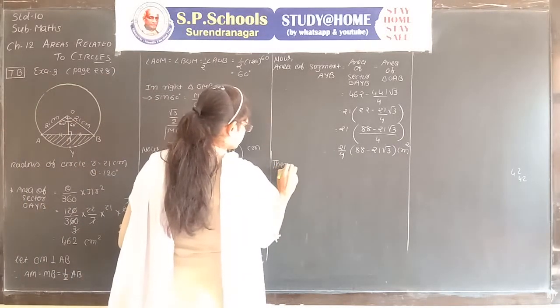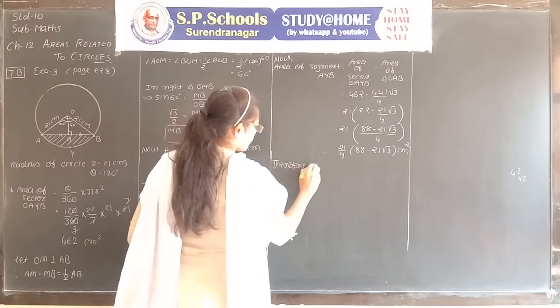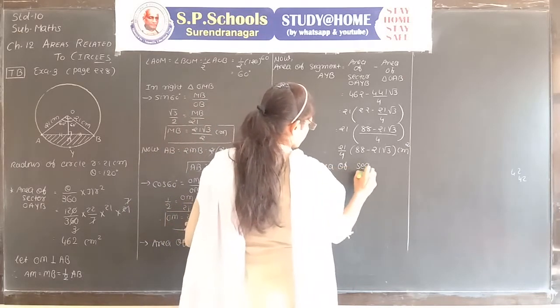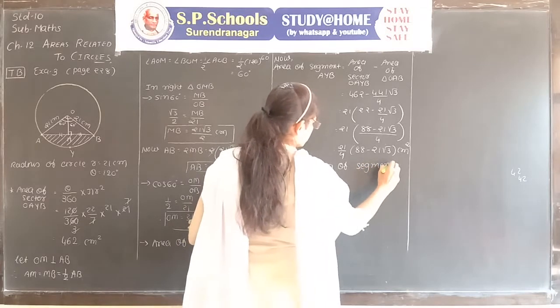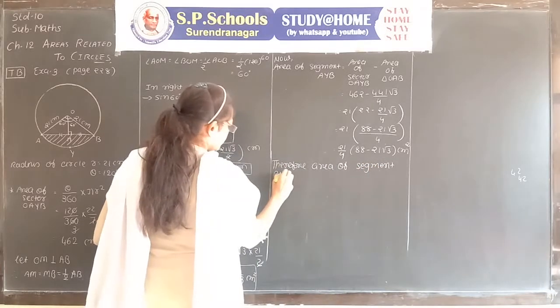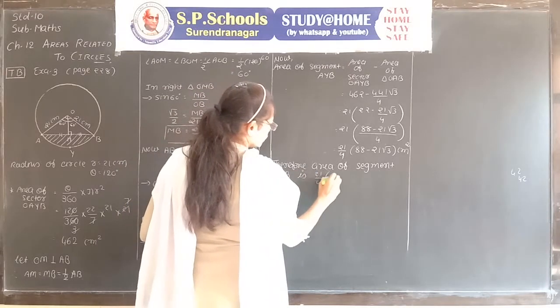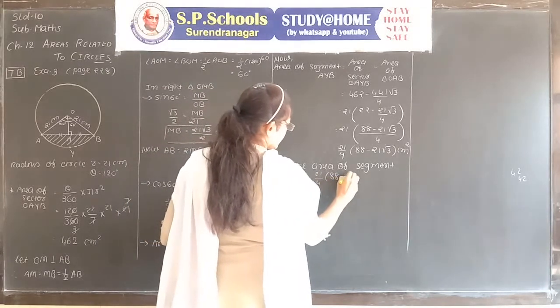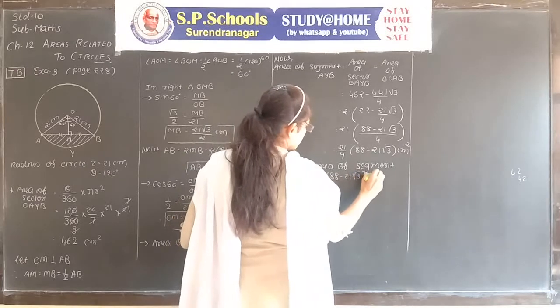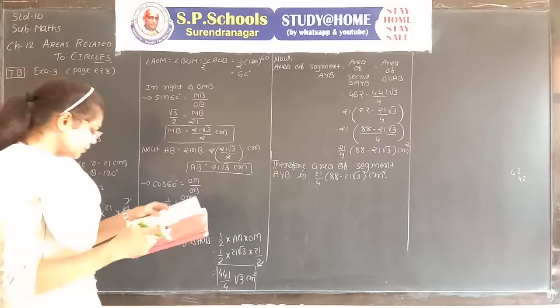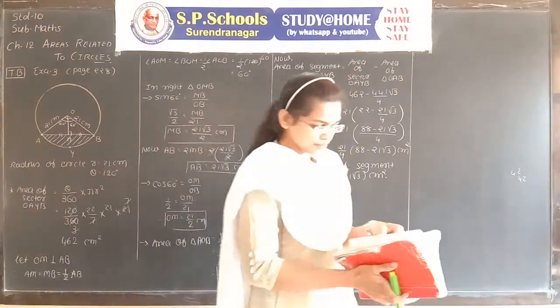Therefore, area of segment AYB is 21 upon 4 into bracket 88 minus 21 root 3 centimeter square. Here the example number 3 is completed.